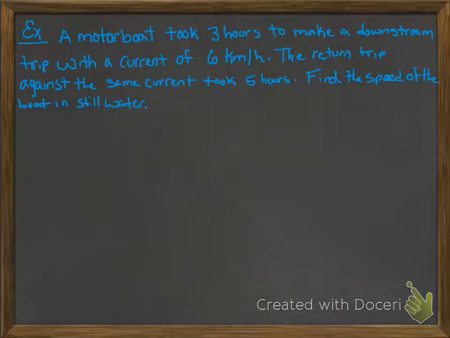Let's try another one. A motorboat took 3 hours to make a downstream trip with a current of 6 kilometers per hour. The return trip against the same current took 5 hours. Find the speed of the boat in still water. So I know that I've gone downstream, and I know that then my return is going upstream. So my two pieces will be downstream and upstream.